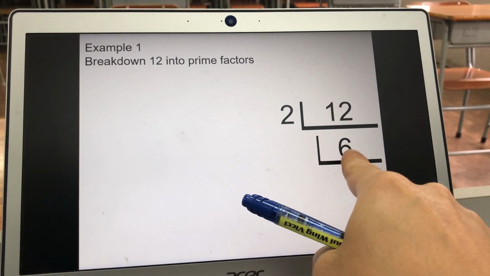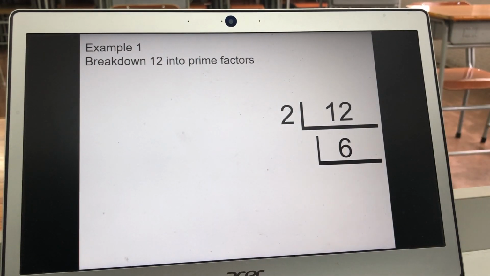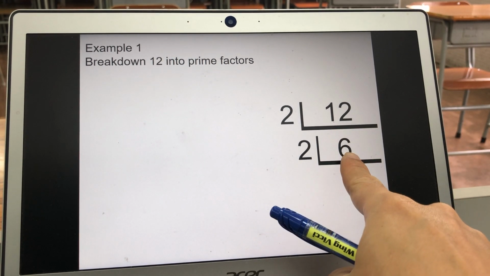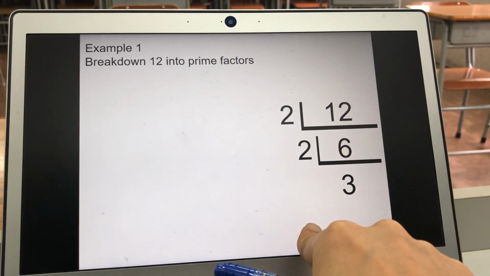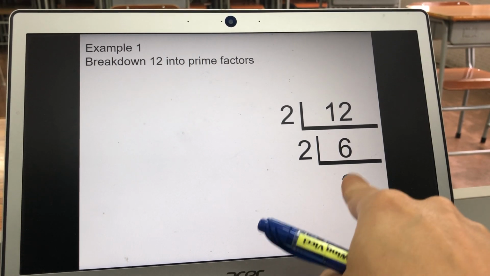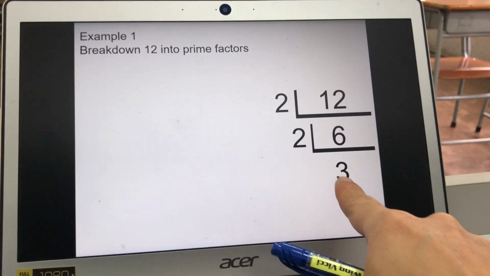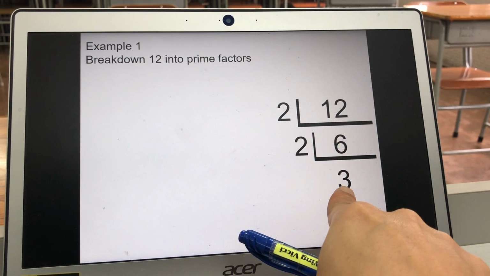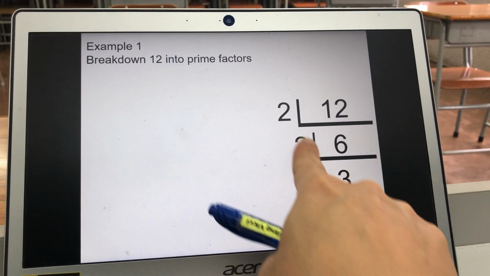This time you are going to break down the 6. You still use the smallest prime number, so you should try 2. So now you have to think, 2 times what becomes 6? 2 times 3 becomes 6. Yes, 2 times 3 becomes 6. And then we stop. We have the number 3. And since 3 is already a prime number, you do not need to continue, you stop here. And then we've got 2, 2, and 3, and these are all prime numbers. So we call them the prime factors.